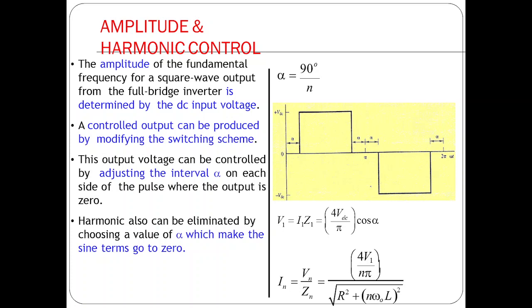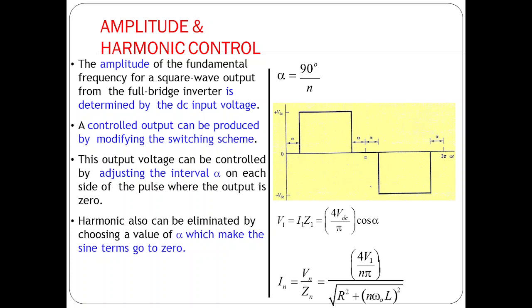So this V1 voltage can be used to find out V1 equals I1 Z1 equals 4 VDC by pi into cos alpha, and In equals Vn by Zn. In equals Vn by Zn refers to the current, and In equals 4 V1 by n pi divided by square root of R square plus n omega naught L square. As we know all these values n, L and R, we will be finding out this In value. So the In value can be easily found out by these calculations, and these calculations are useful for the amplitude and harmonic control.